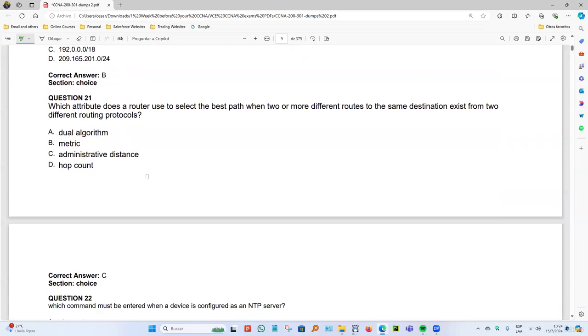main reason. Next one. Which attribute does a router use to select the best path when two or more different routes to the same destination exist from two different routing protocols? That will be, do you guys know? I think it's metric. We're working with which protocol? Let's read the question one more time. It's actually administrative distance, but I want to analyze this question better. Which attribute does a router use to select the best path when two or more different routes to the same destination exist from two different routing protocols? All right, yes. If we are working along with two or more protocols, we will be using administrative distance to select the best path. That is right.